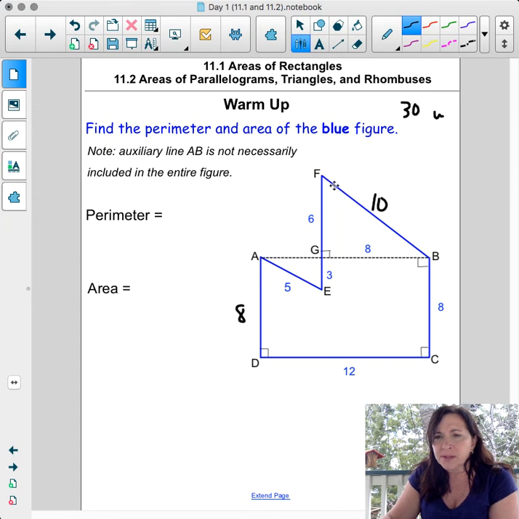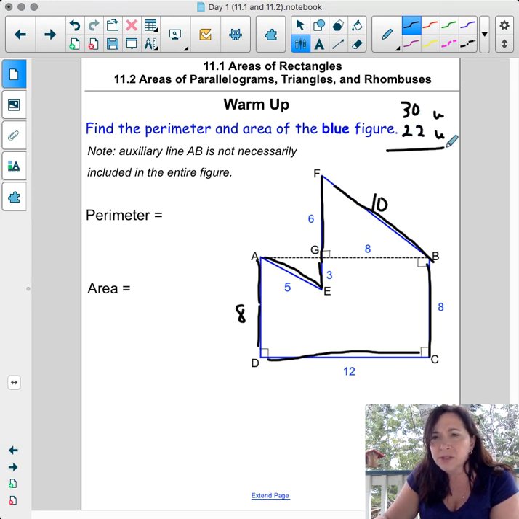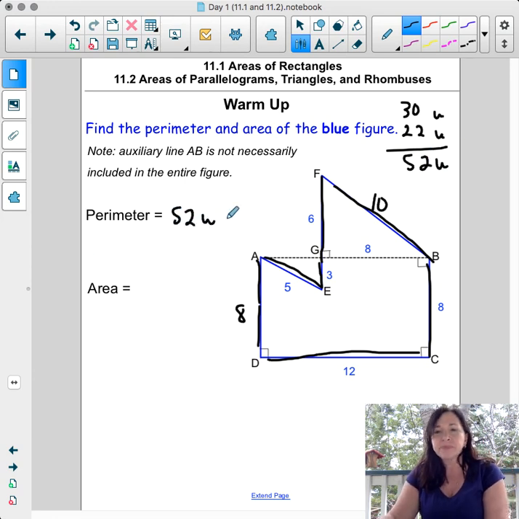So what did we do? We did 10, we did 8, we did 12. So that's 30. We have 8 plus 5 plus 3 plus 6. So what is that? We have 9 plus 5 is 14. 14 plus 8 is 22 units. And so it looks like we have 52 units is my perimeter. So that's all the way around, 52 units.